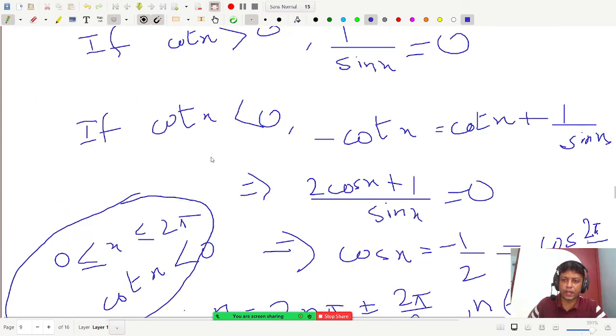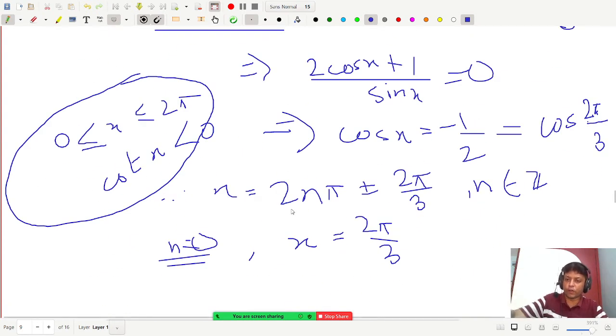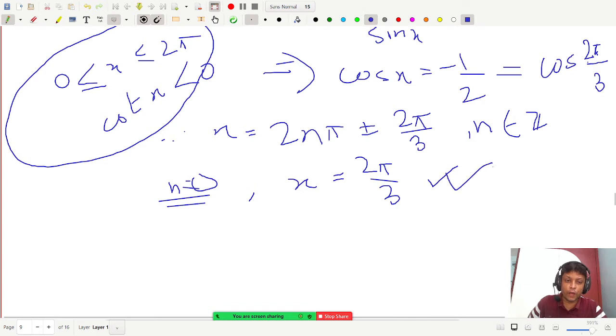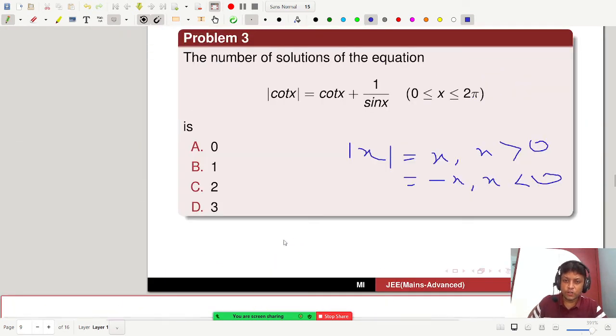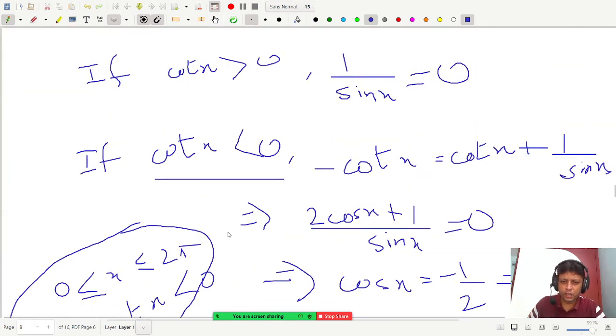Look at that very carefully. This is the case for cot x less than 0. So in the graph, you have to find where cot x is less than 0, and consider that value of x that will satisfy 0 to 2 pi. So the only value is 2 pi by 3. Other values will either not have cot x negative, or will exceed 0 to 2 pi. So you have only one solution in this case, and your answer will be B. B is the answer because of this reason. This is the explanation.